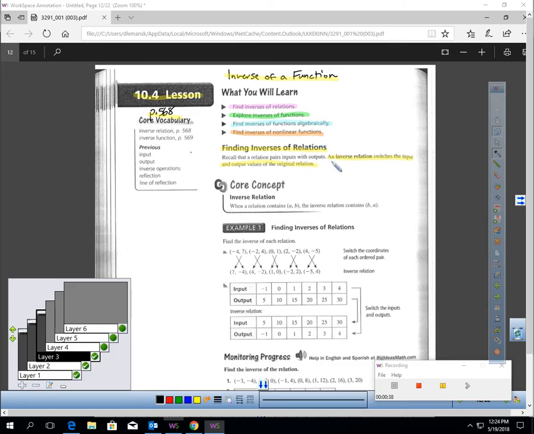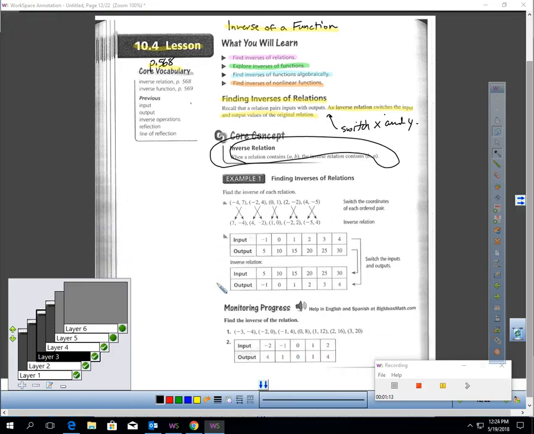Now, an inverse relation switches the input and output values. So in other words, if you switch x and y around, you just created the inverse of a relation, which is what this is showing you right here. This inverse, just switch x and y around. Might be easier to show an example. Look at these examples here.